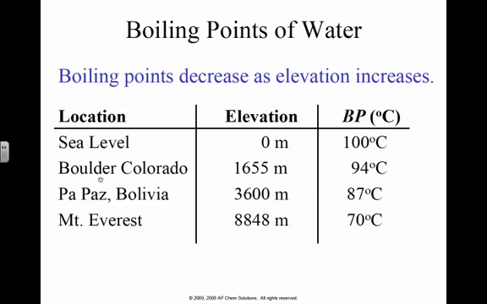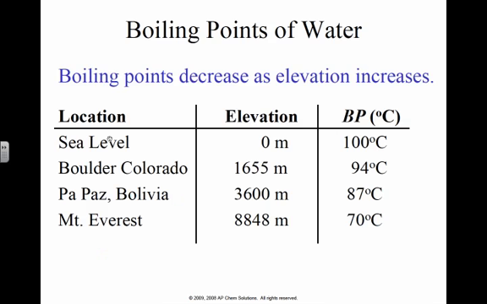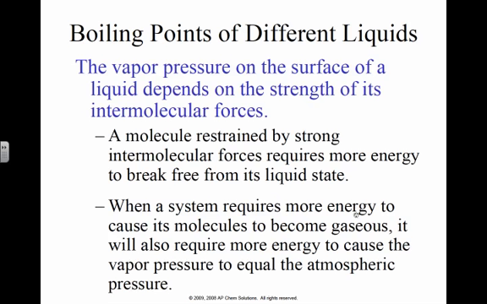Notice that water boils at sea level at 100 degrees Celsius, but if we go up to Boulder where there's less air, so therefore the atmospheric pressure is lower, then water is going to boil at a lower temperature. If I keep going up and up and up, there's less air pressure. Therefore, water will boil at a lower temperature, and if it's boiling at a lower temperature, it's going to take longer to cook that food.